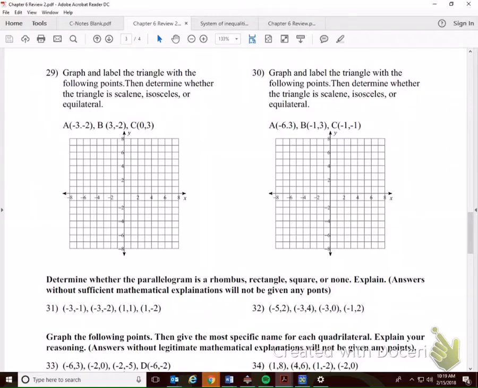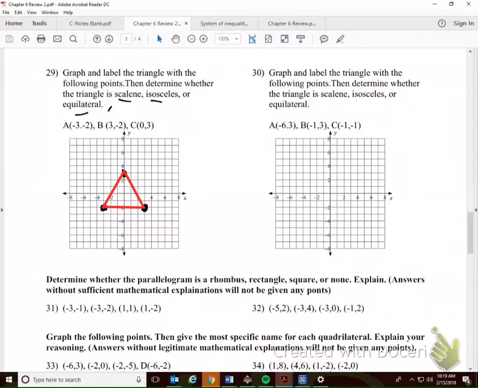Okay. This is where kind of all the wheels fell off for a lot of people. So 29 on, we are dealing with either parallelograms, triangles, or quadrilaterals. Now, each one of these is going to be different. On 29, we're being asked to graph the triangle and tell whether it is scalene, that means no sides are the same, isosceles, that means 2 sides are the same, or equilateral, that means all 3 sides are the same. So we're going to go ahead and do that.